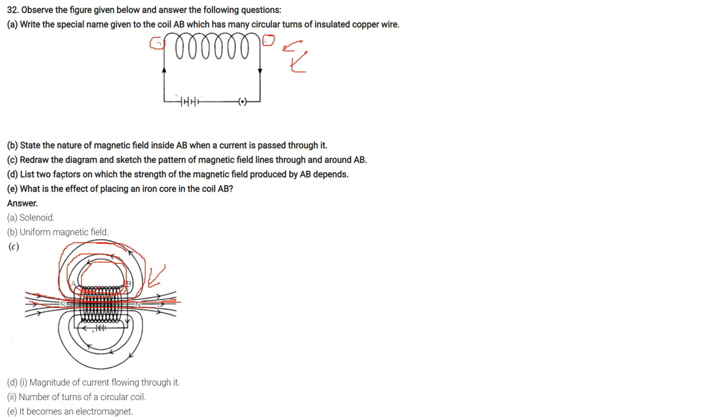List two factors on which the strength of magnetic field produced by AB depends. The magnitude of current which flows through it, and the number of turns in this circular coil. What is the effect of placing an iron core in this coil? If you place an iron core here, it will become an electromagnet because of these properties.